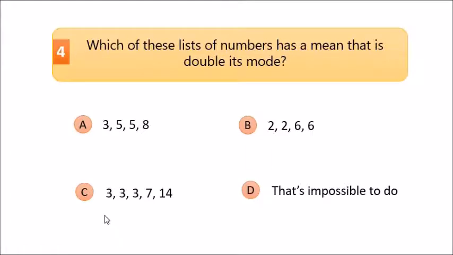So it doesn't work. For this list, we have 3 plus 3 plus 3, that's 9. Plus 7 is 16, plus 14 is 30. Now, there are 5 numbers, so 30 divided by 5 is 6. Its mode, its most common number, is 3. So its mean, 6, is double its mode, 3. Therefore, it is C.